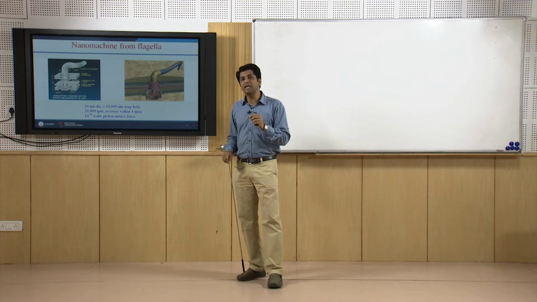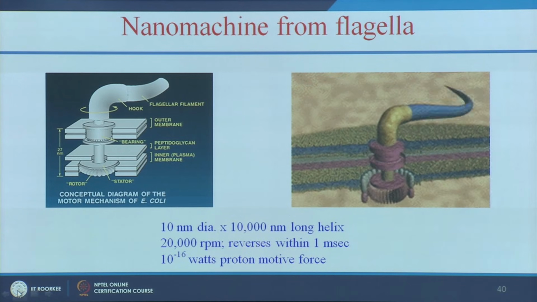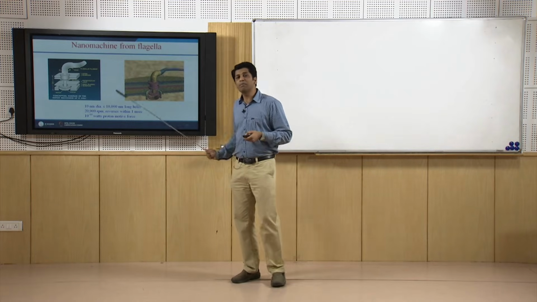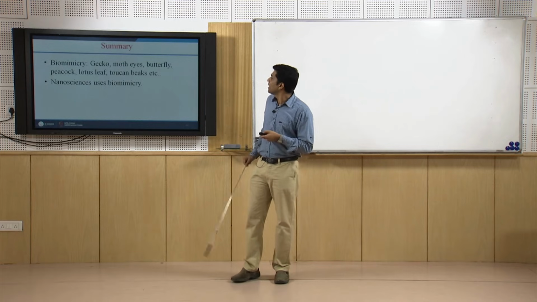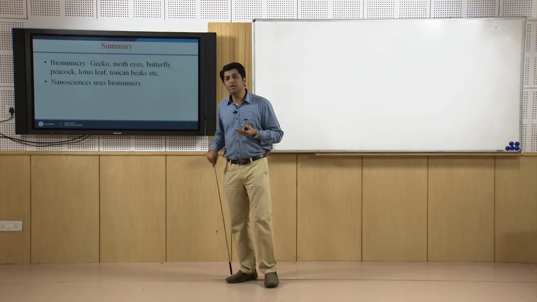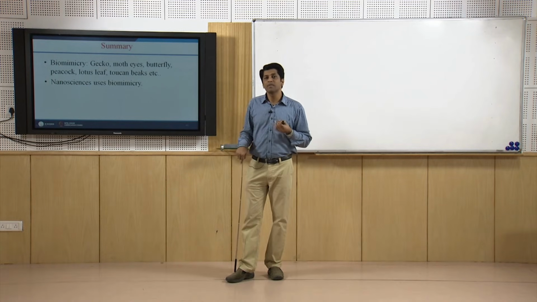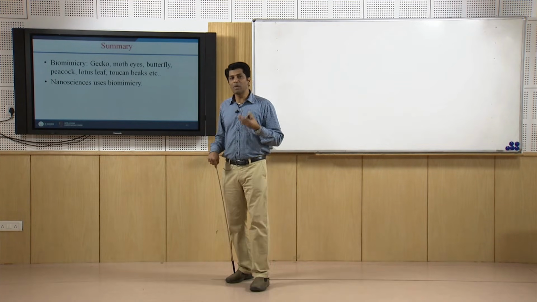Based on that we can make nano robots or nano machines which can swim very fast, and can deliver the drug in your body. So, similarly we have plenty of examples, and from this lecture we have understood what is biomimicry and we have also understood how nanosciences use biomimicry for making useful products for human applications.